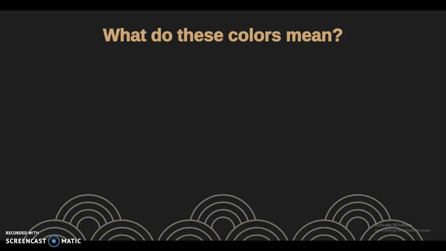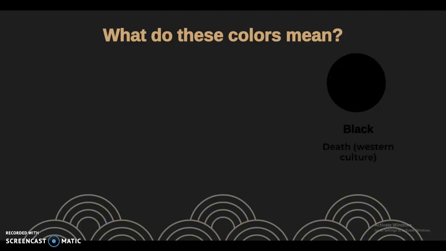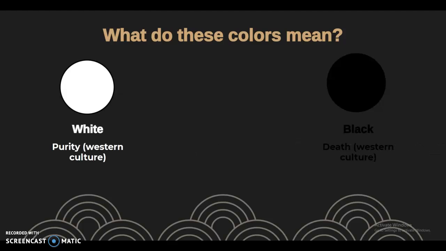Now, there are different kinds of symbols, right? So these colors, for example, this is black, and black in Western culture is associated with death, right? Our Grim Reaper wears black. Night is something to be afraid of. Usually ghost stories happen at night. And then we have white, right? So white in Western culture is a sign of purity. If you're Catholic and you've had your first communion, you wear white. Brides tend to wear white. Angels usually wear white.